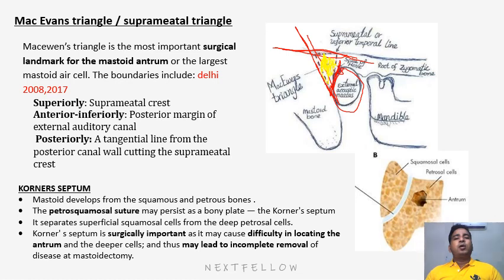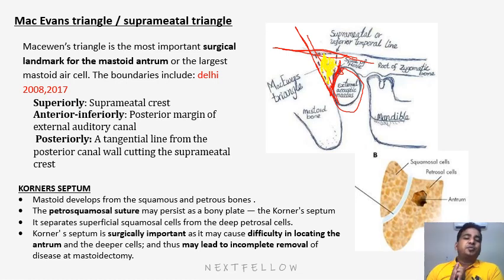How is this triangle important? This triangle is important to locate the mastoid antrum. So whenever we have to do the mastoidectomy, we will drill in this McEwen's triangle to reach the mastoid antrum, which is the largest cell of the mastoid cavity. I hope you got it, what is McEwen's triangle and its importance.